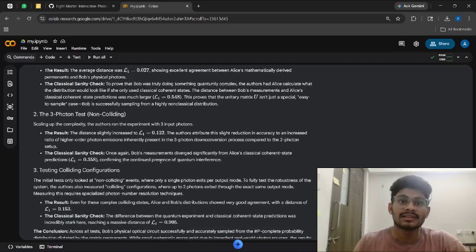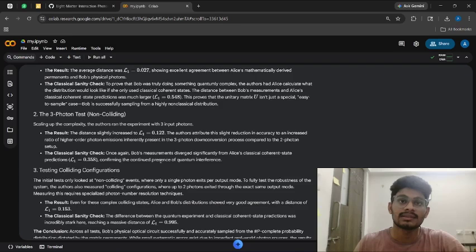Now, if Bob's measured results were also close to the coherent state prediction, then the experiment would not really establish anything strongly non-classical, but that is not what happens. The paper reports that the distance between Bob's measured visibilities and Alice's coherent state prediction is 0.548. That is much larger than 0.027. So the message is very clear. Bob is not just reproducing a generic classical interference pattern of the same interferometer. His results match the bosonic prediction much better than the coherent state one.